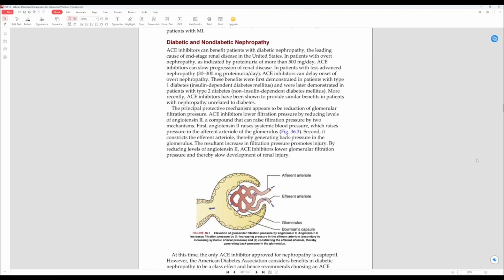Diabetic and non-diabetic nephropathy. ACE inhibitors can benefit patients with diabetic nephropathy, the leading cause of end-stage renal disease in the United States. In patients with overt nephropathy, indicated by proteinuria of more than 500 milligrams per day, ACE inhibitors can slow the progression of renal disease. In patients with less advanced nephropathy, so someone who has 30 to 300 milligrams of proteinuria per day, ACE inhibitors can delay onset of overt nephropathy. These benefits were first demonstrated in patients with type 1 diabetes and were later demonstrated in patients with type 2 diabetes. More recently, ACE inhibitors have been shown to provide similar benefits in patients with nephropathy unrelated to diabetes.